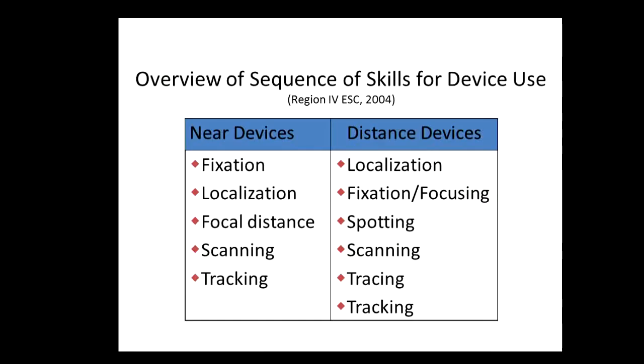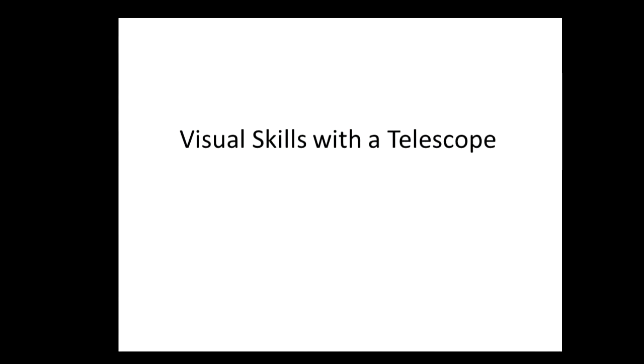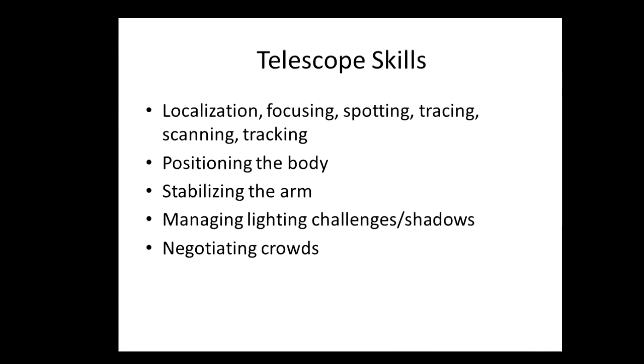This slide is here as a reminder of the sequence of skills for optical device use. If you don't have a clear understanding of these skills, please refer back to our first web-based instruction module. We'll start with integrating the telescope into community settings. The skills we will be illustrating include localization, focusing, spotting, tracing, scanning, and tracking, positioning the body, stabilizing the arm, managing lighting challenges and shadows, and negotiating crowds.